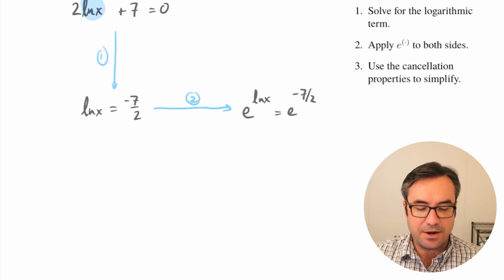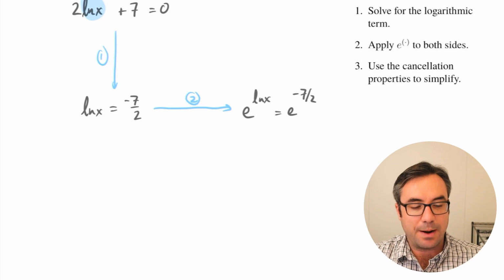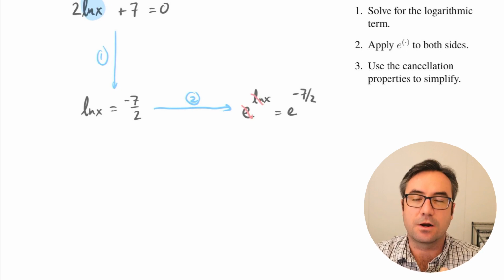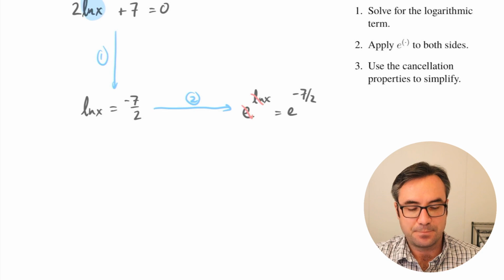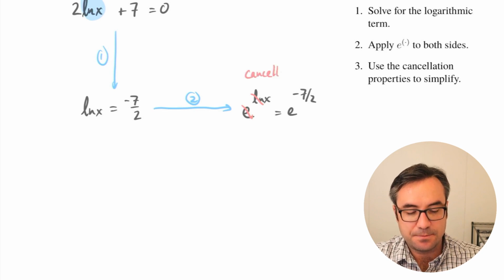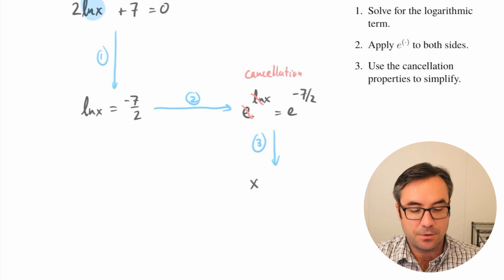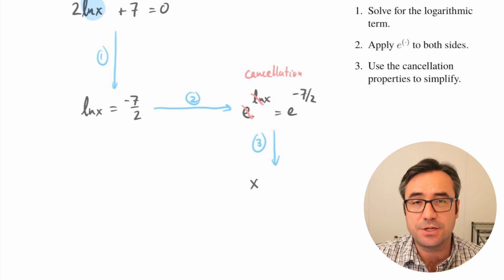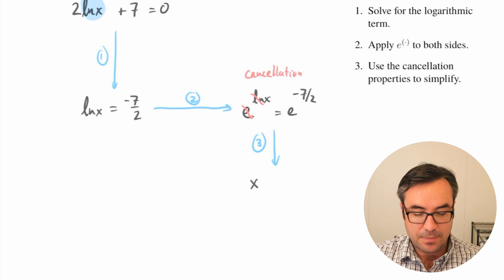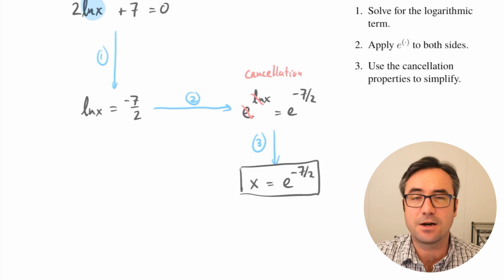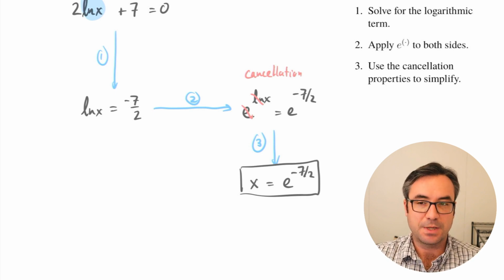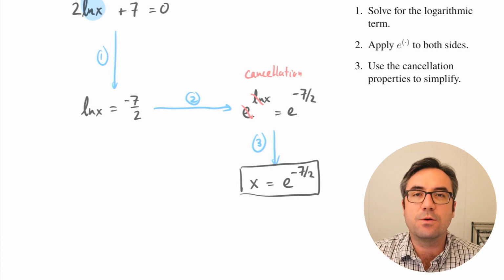And so as soon as we have that done, then we can use our cancellation property. e and natural log are going to cancel off like that. So again, we can use our cancellation. And in this case, once we do that, we're good. The only thing left on the left side of the equation here is the x. So x is equal to e raised to the negative 7 over 2. And that's our solution.